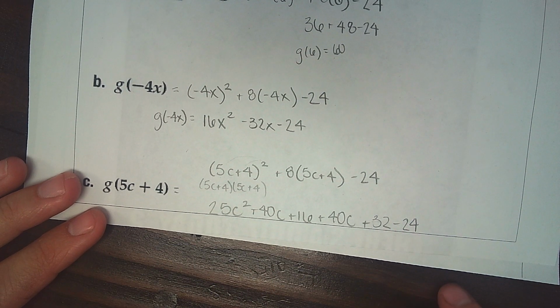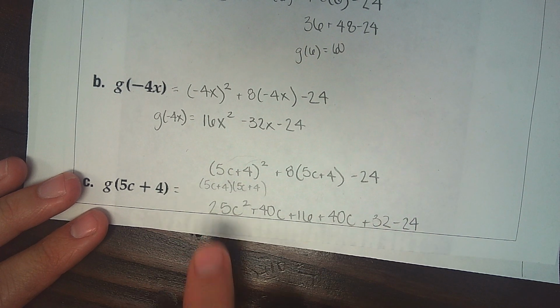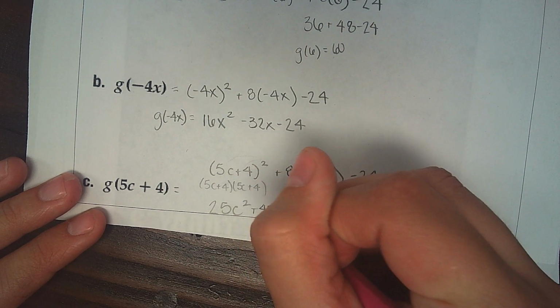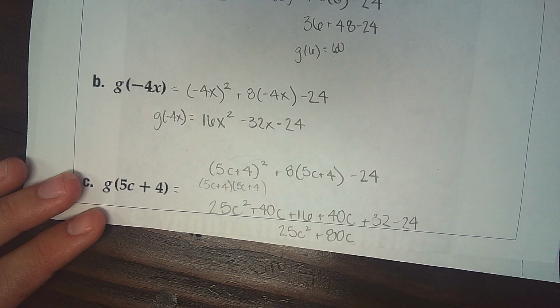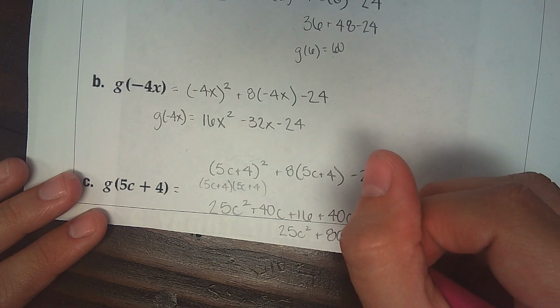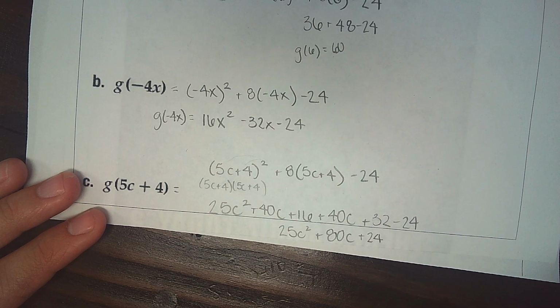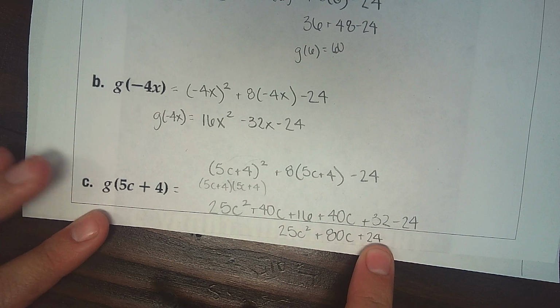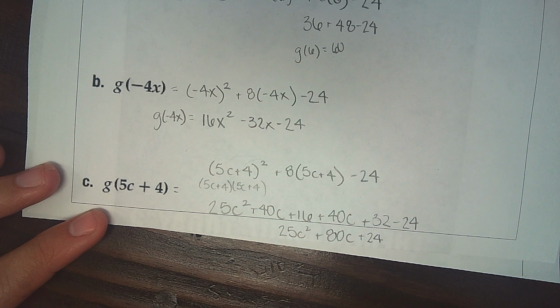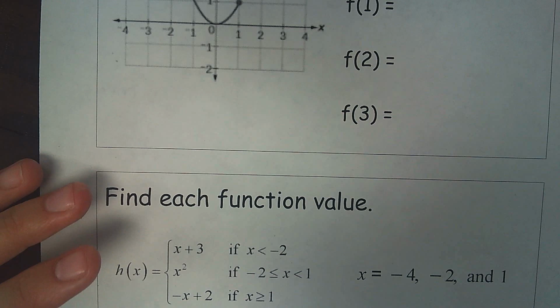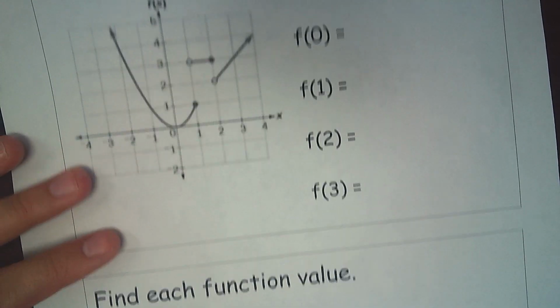I can clean this one up, so I'm going to. When I clean it up, I'm going to have 25c squared plus 80c plus 24, I believe. And again, I don't need to factor it. It's as cleaned up as I'm going to get. So g of 5c plus 4 is going to give me that answer right there. And I'm done with that one. Great. Alrighty.